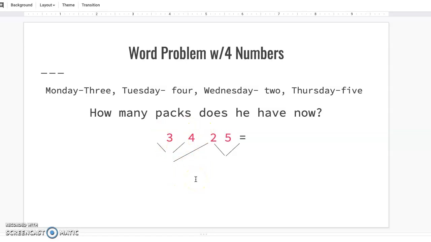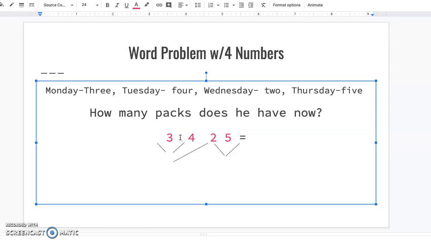It says Sam bought 3 packs of candy on Monday, so we have our 3. 4 packs on Tuesday. So are we going to add or subtract? We're going to add because he bought more. So 3 plus 4. Then it says, and 2 packs on Wednesday. So he bought more on Wednesday. And then he gave 5 packs away on Thursday. If he gave it away, he lost them. It got smaller, so we need to subtract.